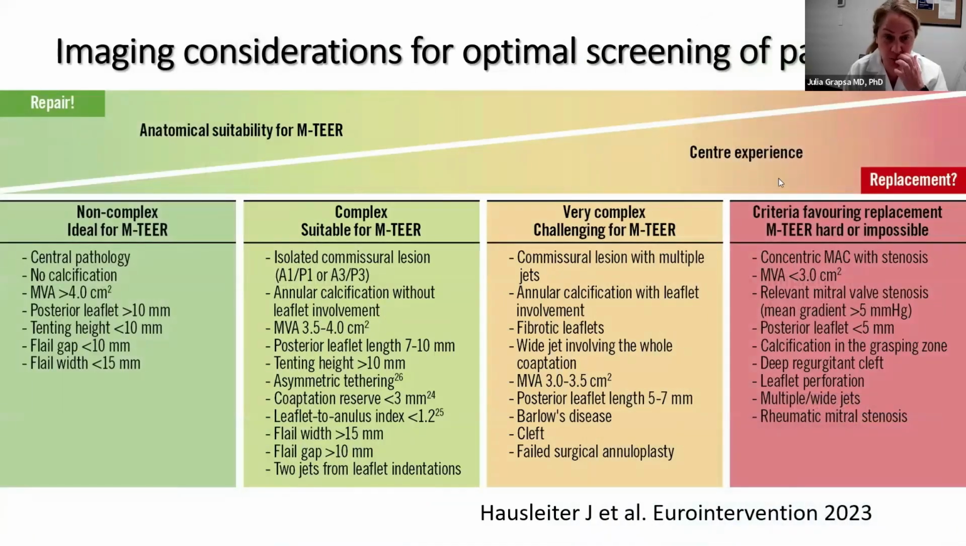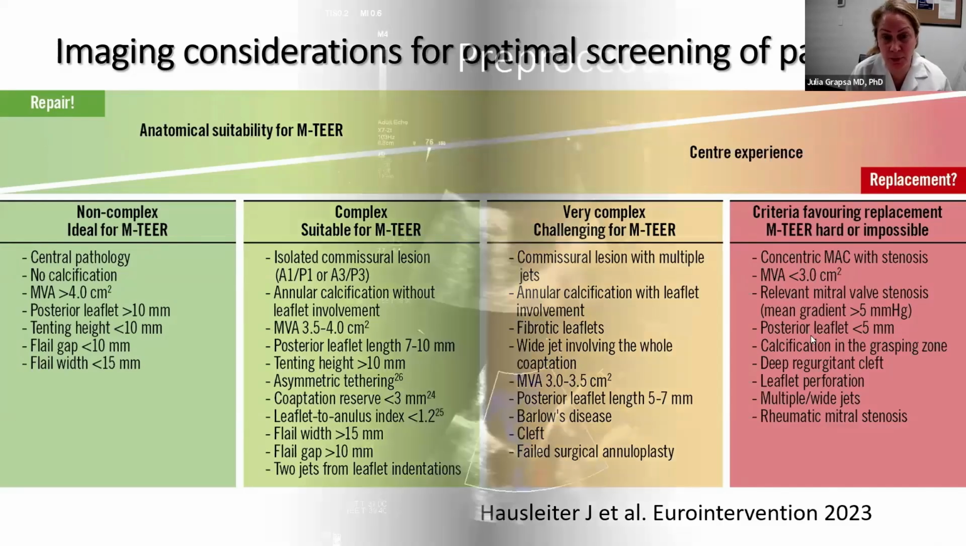When we assess patients on the table before mitral edge-to-edge repair, it's important to understand the suitability for edge-to-edge repair. The ideal anatomy is a flail gap less than 10 millimeters, a mitral area of more than 4, and no calcification. While if we have mitral calcification and complex anatomy, then the patient may benefit more from mitral valve replacement rather than repair.